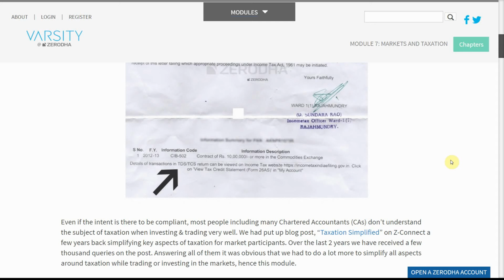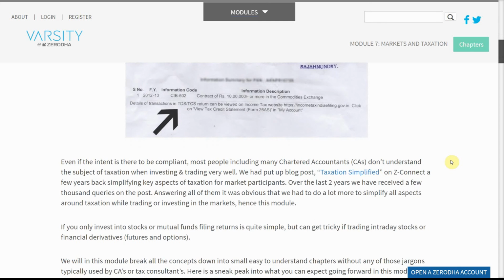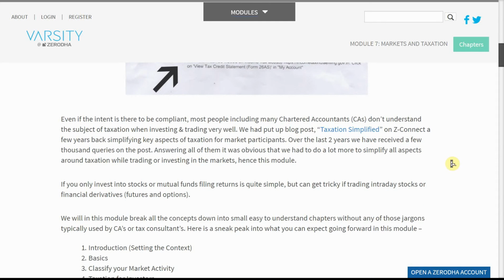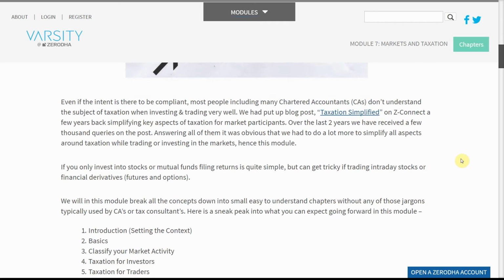Most people, including many chartered accountants (CAs), don't understand the subject of taxation when investing and trading very well. We had put up a blog post, Taxation Simplified, on Z-Connect a few years back, simplifying key aspects of taxation for market participants. Over the last 2 years, we have received a few thousand queries on the post. Answering all of them, it was obvious that we had to do a lot more to simplify all aspects around taxation while trading or investing in the markets.